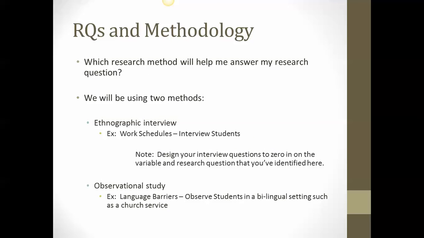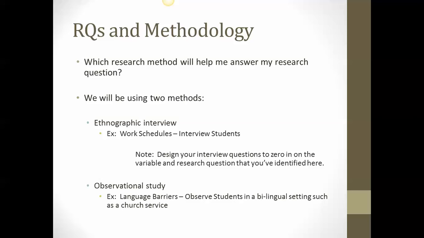So what we do next is we try to build a research methodology based on our research questions. So which research method is there out there that will help me answer my research question? Now in this course, you're actually being forced to experiment with two research methods. First of all, an ethnographic interview, and then secondly, the observational study. So you don't really have a choice here. We're kind of forcing you into these two directions.